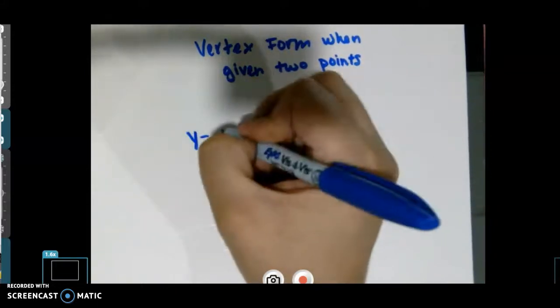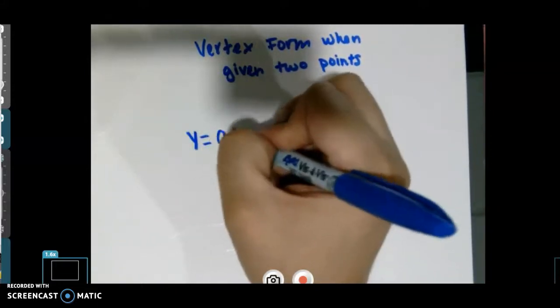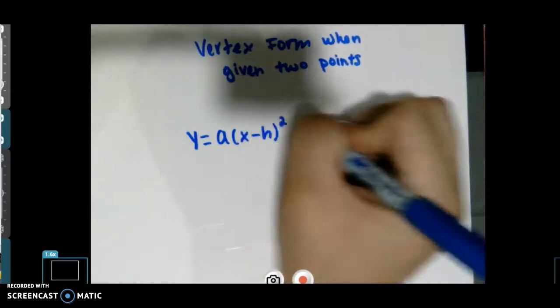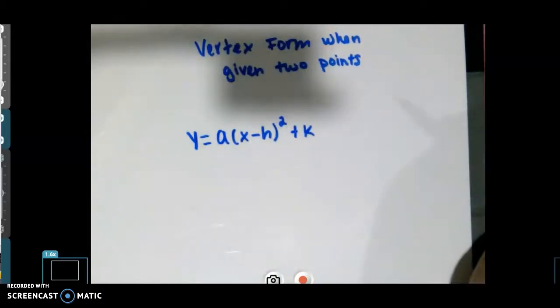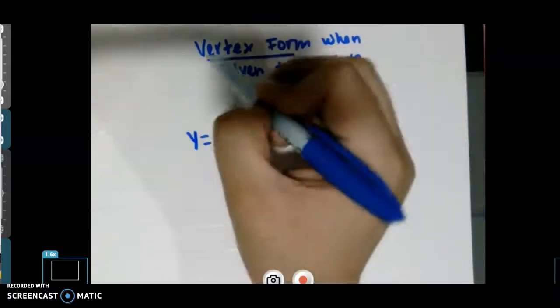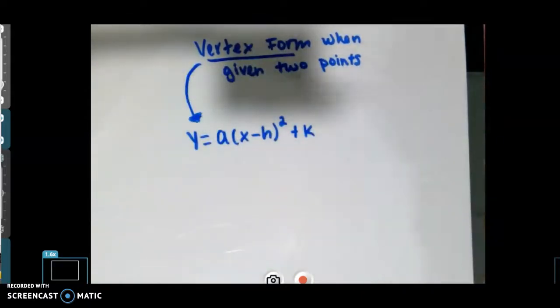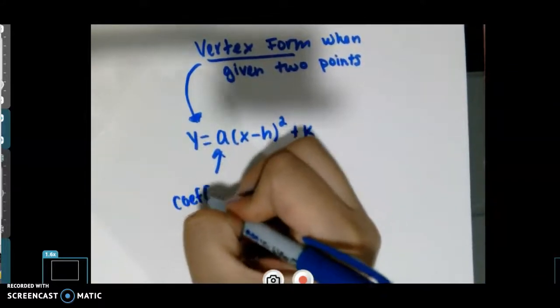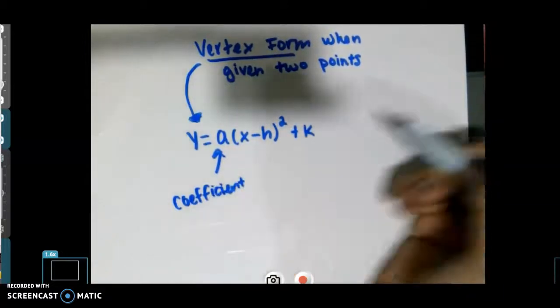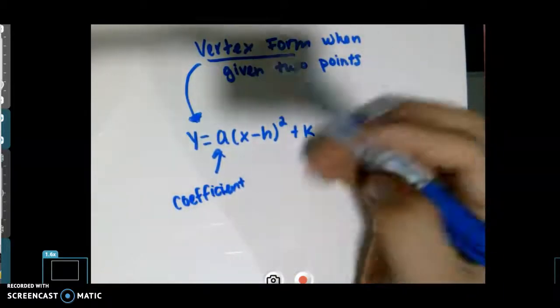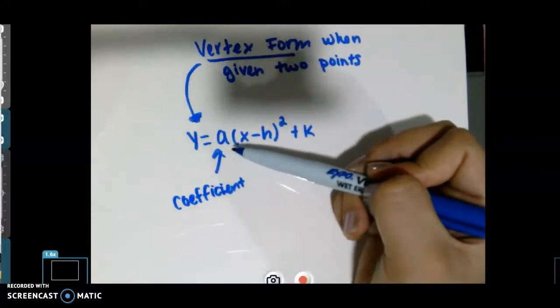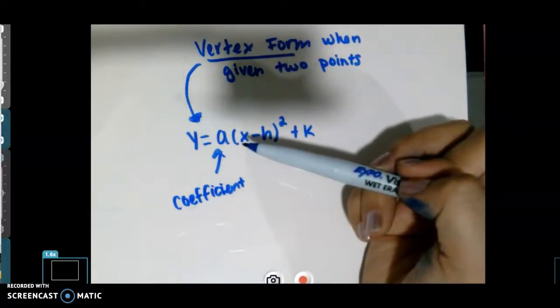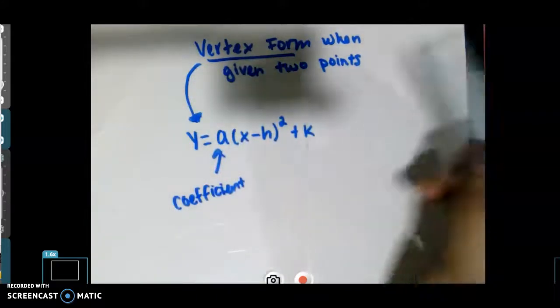y equals a(x minus h)^2 plus k. Okay, so we all know that this is the vertex form. It's in your reference chart. We've been going over it. Now, things you do need to remember is that this a is a coefficient. It's important. You need to know it. And once we get into transformations, you're going to realize that the a coefficient tells me if it's going to get wider or narrow, which we will talk about in a different lesson.